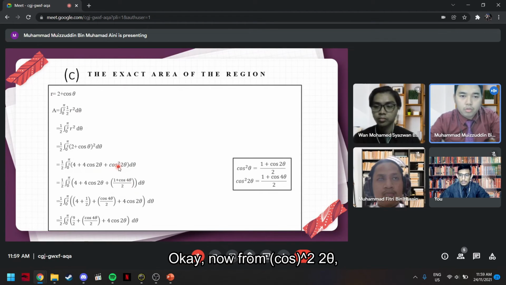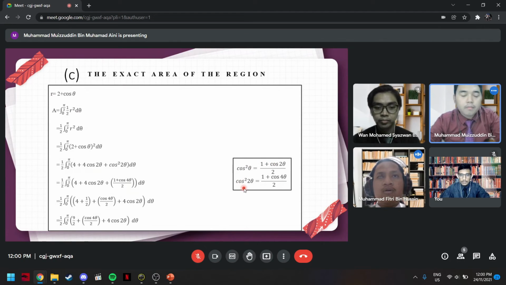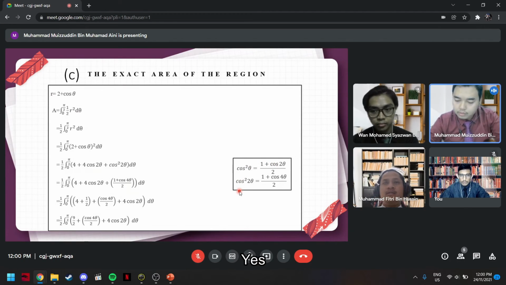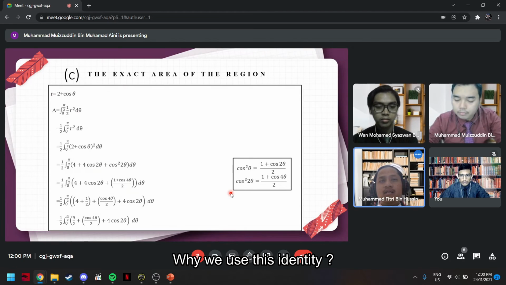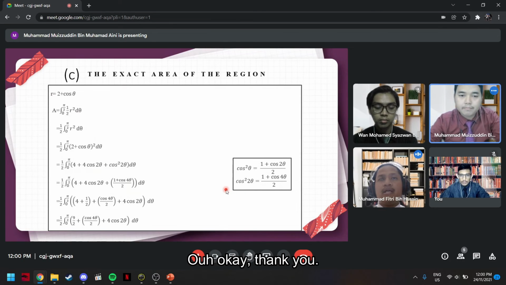Okay, now from cos square 2 theta, we can get 1 plus cos 4 theta over 2 from this equation. Hello? I have a question. Yes? Why do we use this identity? Okay. Because we use the half angle identity to get this equation. Okay? Oh, okay, thank you.